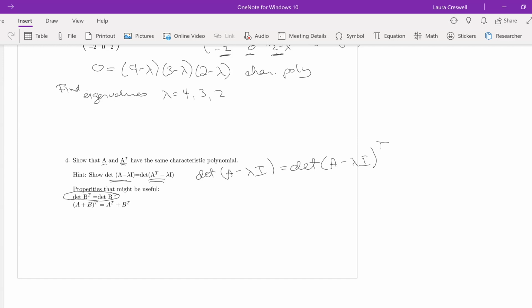Then I'm going to use the fact that I know (A plus B) transpose, you're allowed to distribute that transpose. So I'm going to say this is equal to A transpose minus, now really be careful here, you want to go slow, this transposed. Now I can say I know that lambda is just a number, so it can come outside. And I know that the I matrix transposed is just I. And I got there.